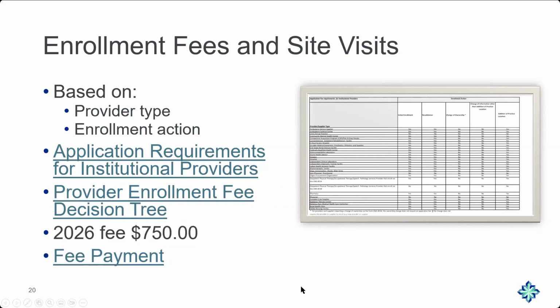If it is not paid prior to submitting the application, it will be developed for in the process. The 2026 fee is $750. That's per application. So my recommendation, if you're a provider that requires that and you're adding a bunch of addresses, try and add them in one application. It's not based on number of addresses. It's based on per application. And then there is a link there for fee payment.